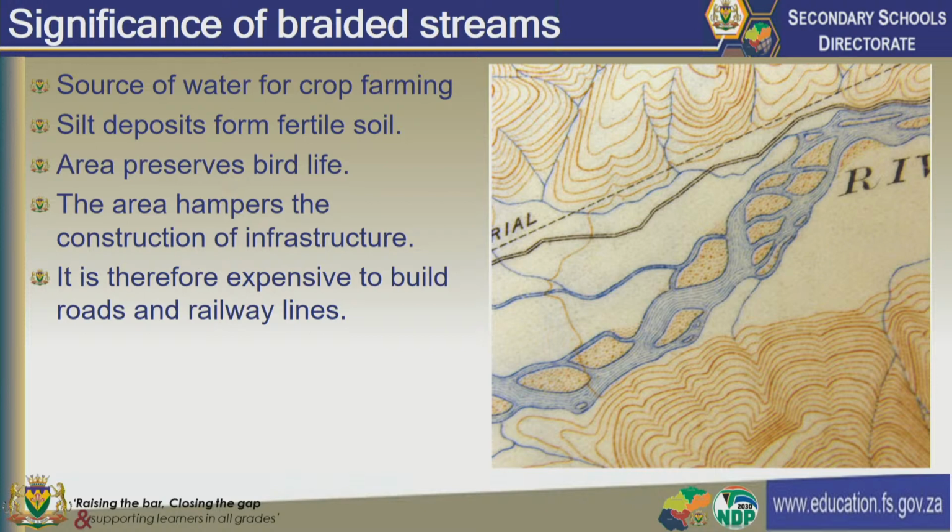Very importantly, they are a source of water for crop farming. The silt deposits form a fertile soil. Obviously, it's fertile there. The area preserves bird life. The area hampers the construction of infrastructure. The soil really is not stable enough for us to construct infrastructure there. It is therefore expensive to build roads and railway lines around the braided streams.